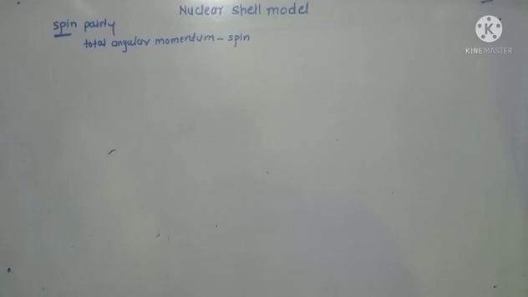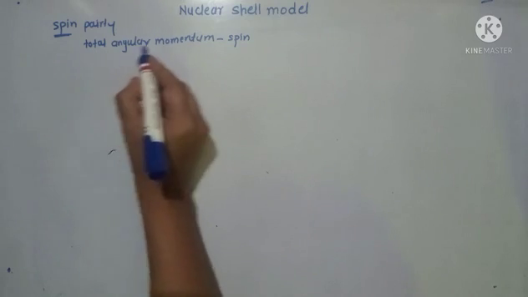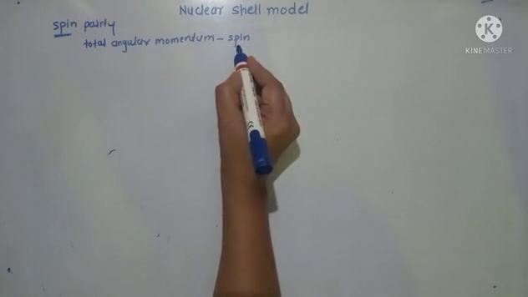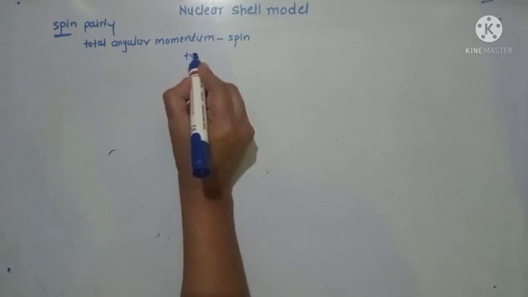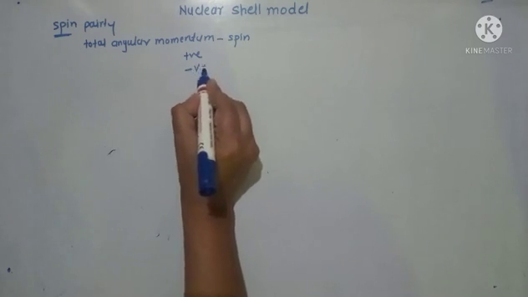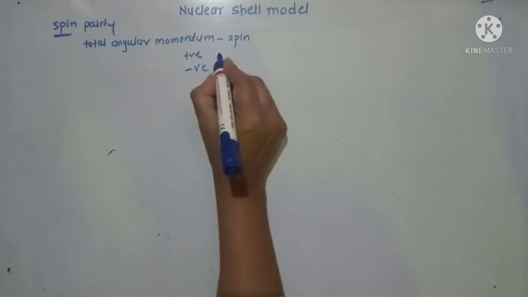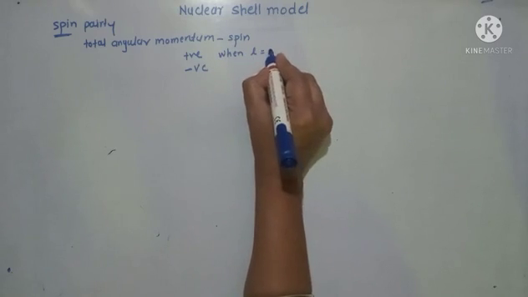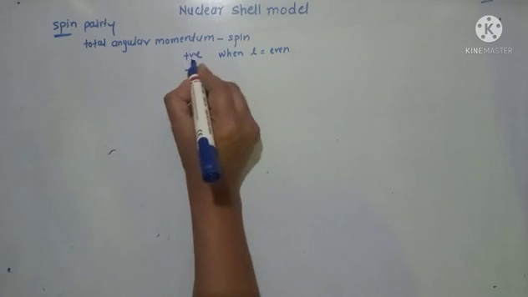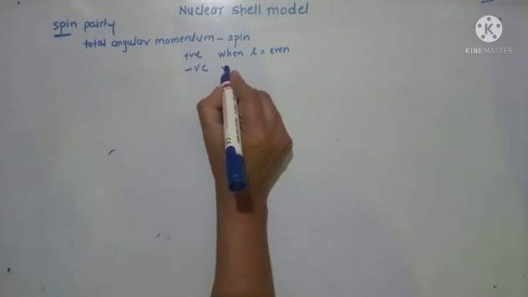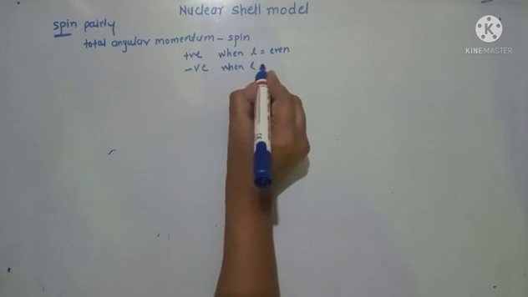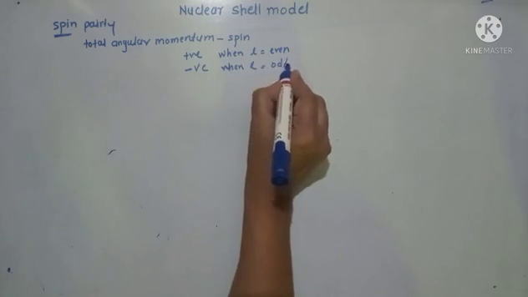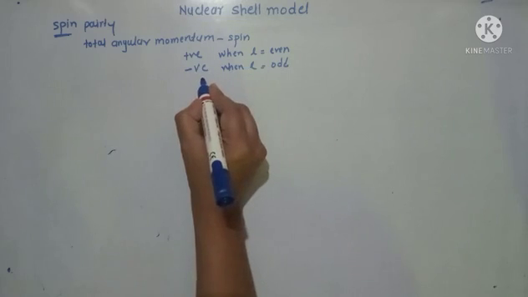Just like we see that spin of the electron is plus 1/2 or minus 1/2, similarly the total angular momentum or the spin of the nucleus is either positive or negative. So when L is equal to even, the parity is said to be positive, and when L is equal to odd, the parity is said to be negative.